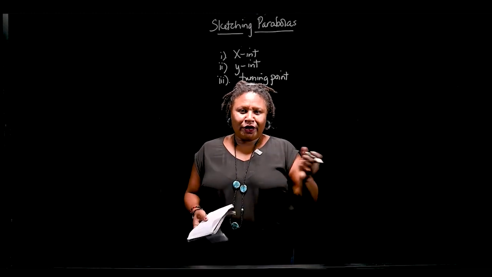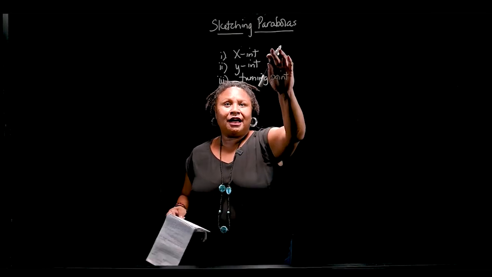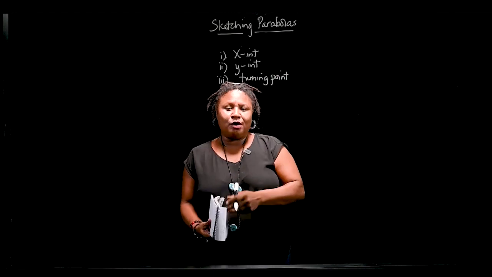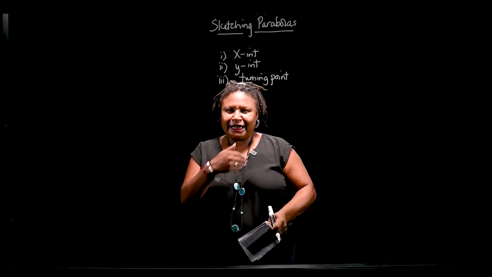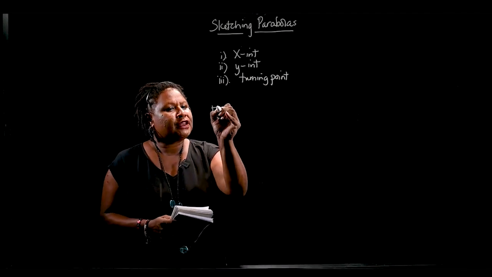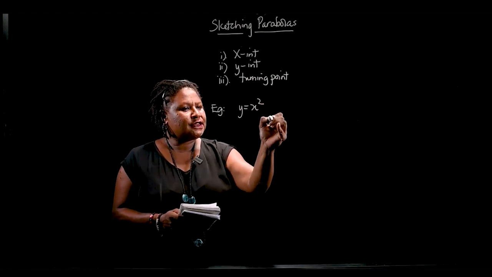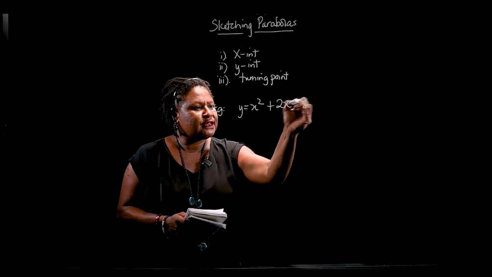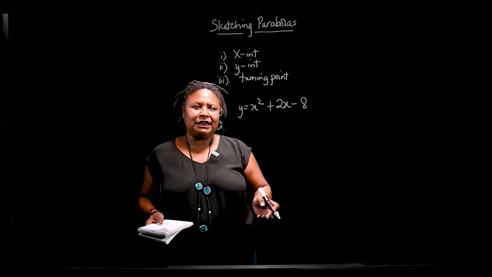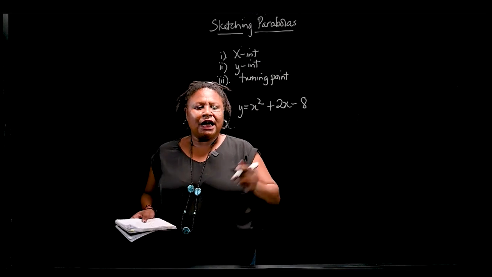Now, let's have a look at an equation. Let's find the x-intercepts, the y-intercept, and the turning point, and then we'll see how we plot it on a Cartesian plane and then sketch our parabola. So given the equation, this is an example: y equals x squared plus 2x minus 8. The first step we need to determine here is finding the x-intercepts. How do we do that?